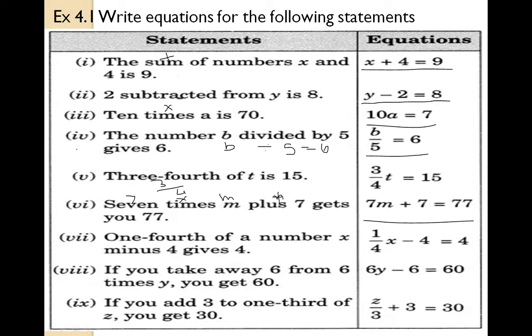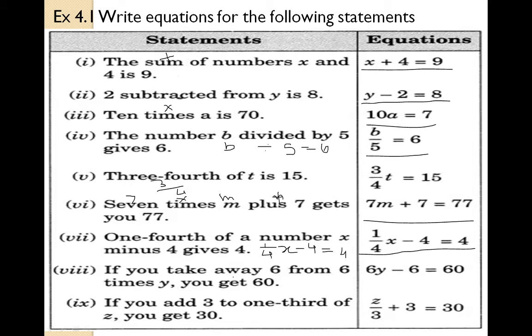Okay. 1/4 of a number x minus 4 gives us 4. 1/4, that means 1 upon 4 of a number x, that means we have to write here x minus 4, that means minus 4 gives, that means that is equal to 4. So what is our equation? 1/4 x minus 4 is equal to 4. So like that we have to go word by word.